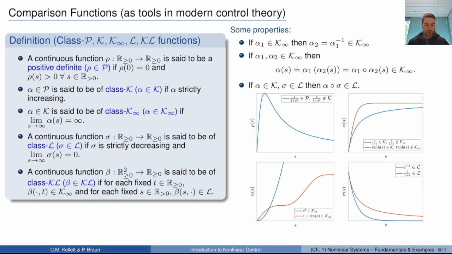Two more classes. The first three were monotonically increasing. Now we take another class, the class L functions. These functions are still positive functions, but they are bigger than 0 at the origin. But instead of monotonically increasing, these are monotonically decreasing and going to 0. And the last class are KL functions, which combine a K infinity function with an L function: in the first argument a K infinity function, in the second argument an L function.